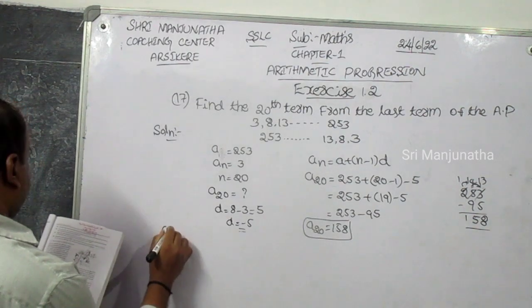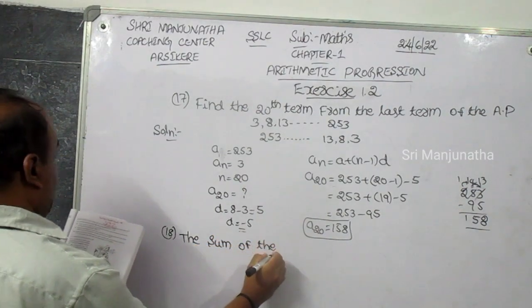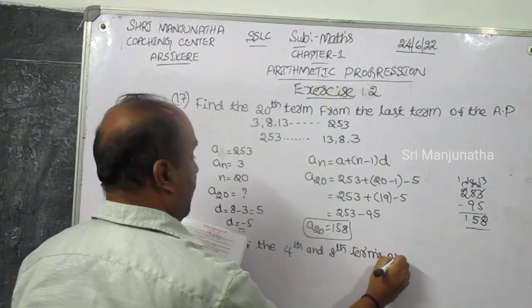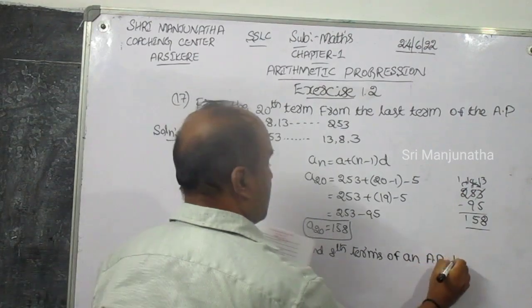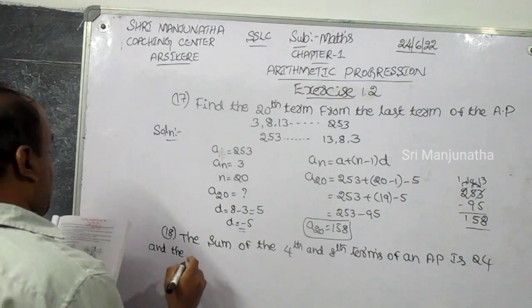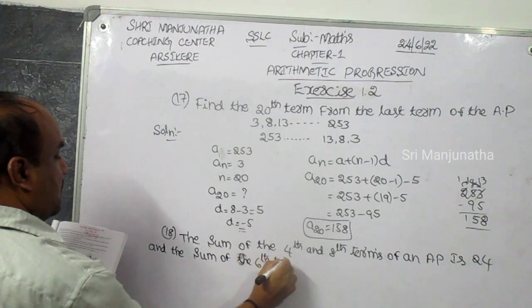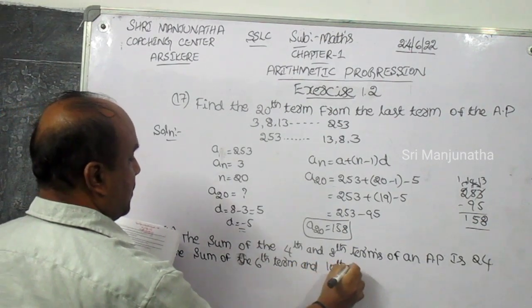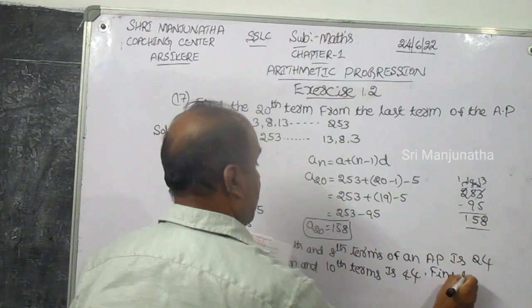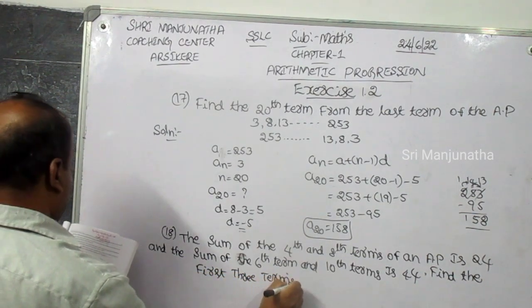Next, 18th problem. The sum of the fourth and eighth terms of an AP is 24, and the sum of the sixth term and 10th term is 44. Find the first three terms of the AP.